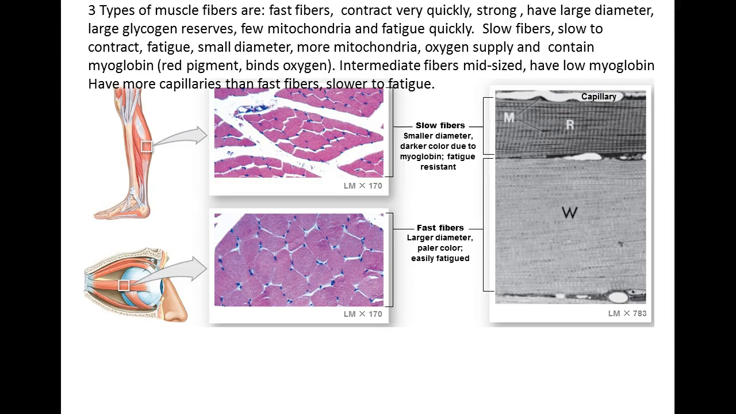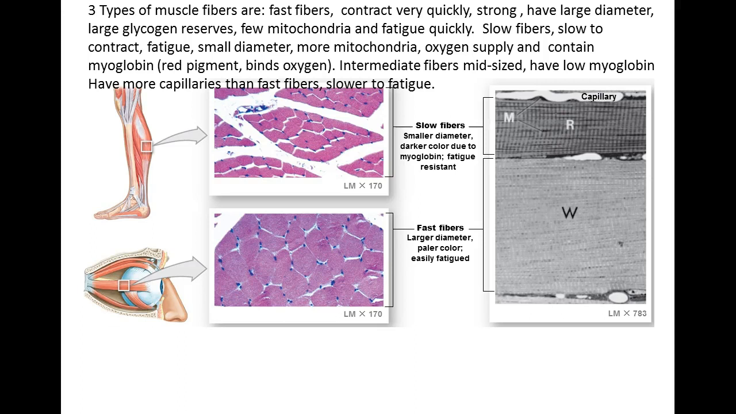And then you have the intermediate fibers, which are mid-sized, low in myoglobin, have a few more capillaries than fast fibers, and are slower to fatigue. So they're somewhere in the middle, a mix between slow and fast. Every muscle you have in your body has a mixture of all of these.